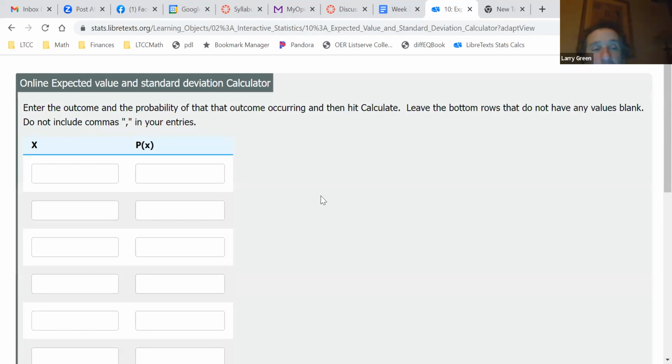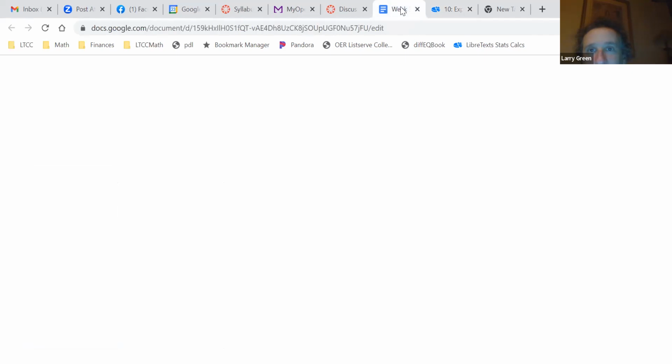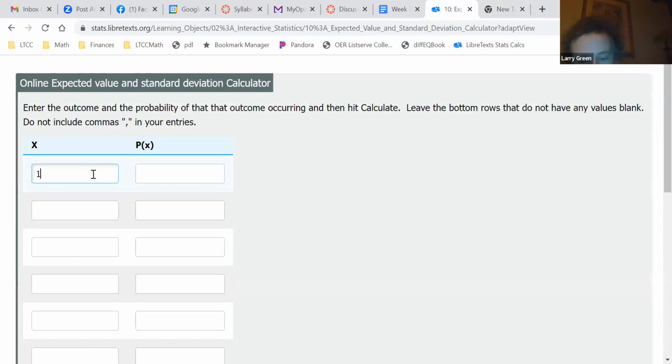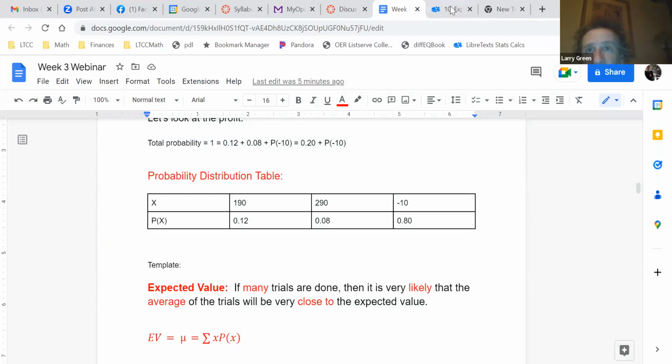Okay. And as I warned you, sometimes you'll see it vertical, sometimes you'll see it horizontal. It has to do with fitting on the page. And this time it's vertical because it fits better, it turns out. So then let's go and look. We have 190.12. We have 290.08. And then we have negative 10.80.